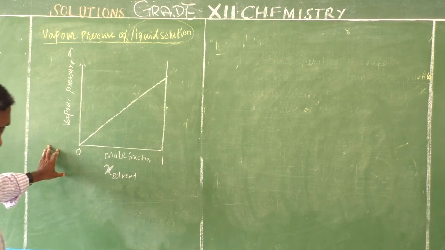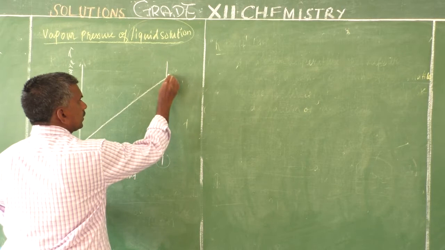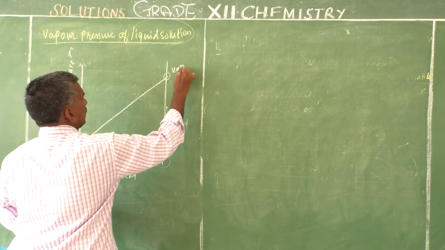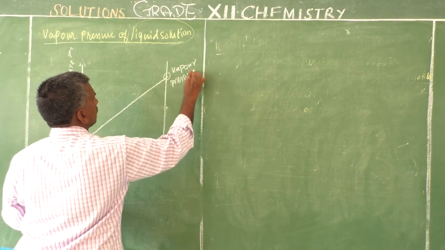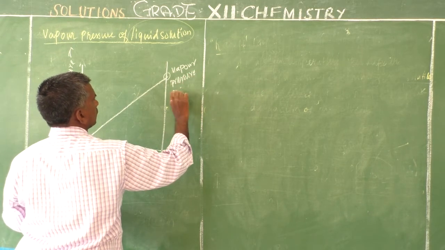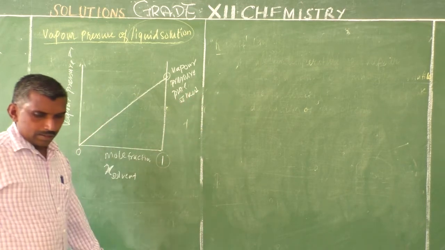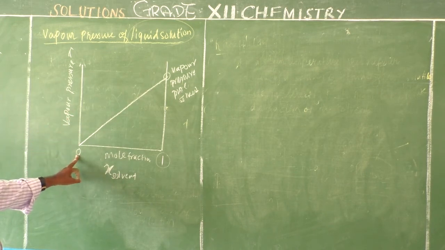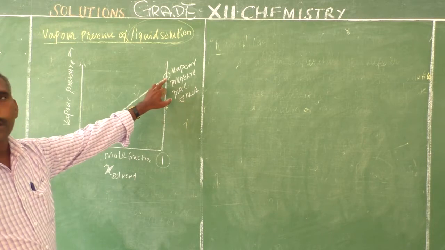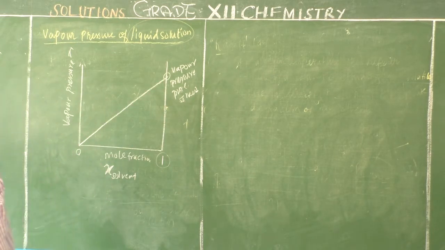Now this is the maximum solvent. This is the vapor pressure of the pure solvent. When the solvent mole fraction is zero, there is no vapor pressure. When the solvent mole fraction increases, the vapor pressure reaches its maximum.